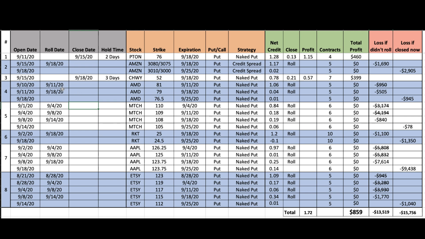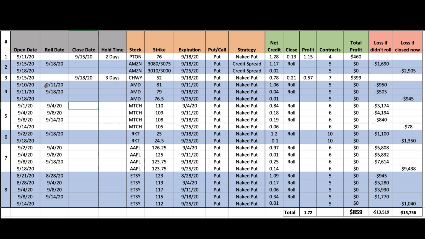And then on 9/15, after I closed that one out, I did put on an Amazon spread. I sold the 30/80, 30/75 put credit spread expiring on 9/18. I ended up having to roll that because Amazon dropped significantly below my strike prices, but I got a really good roll. I was able to roll it down to the 30/10, 3,000 strike prices. I had to widen the spread. So before it was a 5-point wide spread, now it is a 10-point wide spread. And I got a 2-cent credit for that roll. So you can see right now, I would lose about $2,900 if I were to close this spread out.